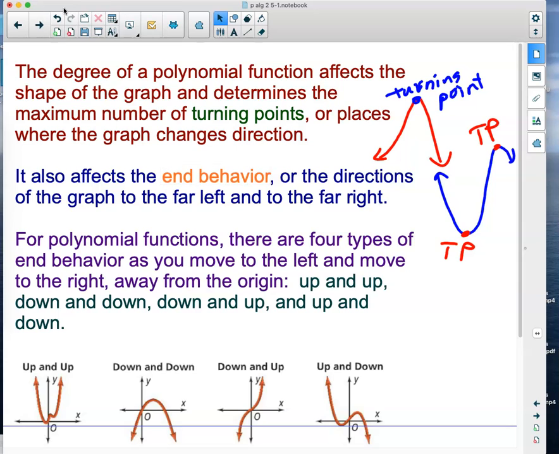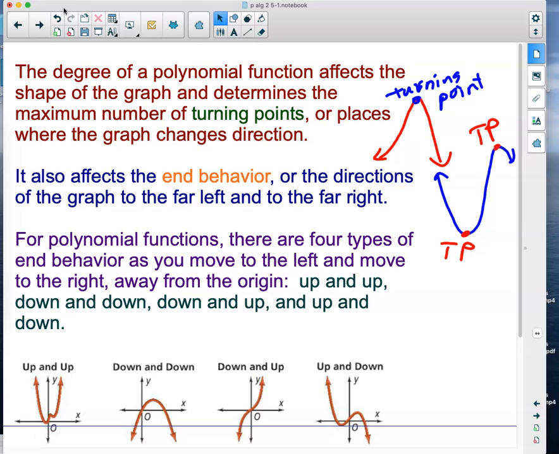It also affects what's called the end behavior, or the directions of the graph to the far left and to the far right. So end behavior describes what happens if, and now I'm going to put myself right in the middle here, and let's just say I'm standing below the number line and 0 right above my head here. As we go to the left forever, what is the graph doing? Is it going up or is it going down? As we go to the right forever, what is the graph doing? Is the graph going up or is it going down? That's called the end behavior.